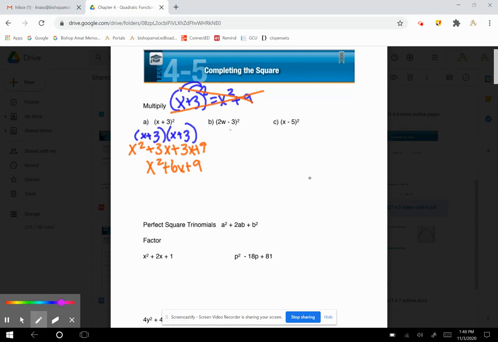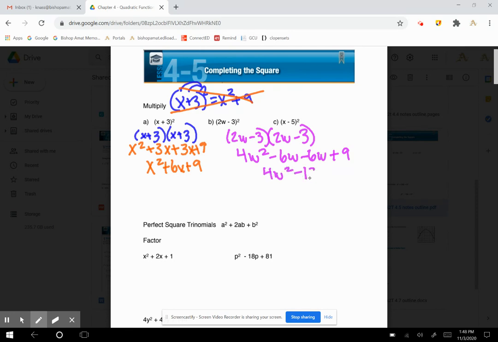Let's try one more. This is 2w minus 3 times 2w minus 3. So this is 4w squared minus 6w plus 9. Collect like terms, 4w squared minus 12w plus 9 would be our answer.